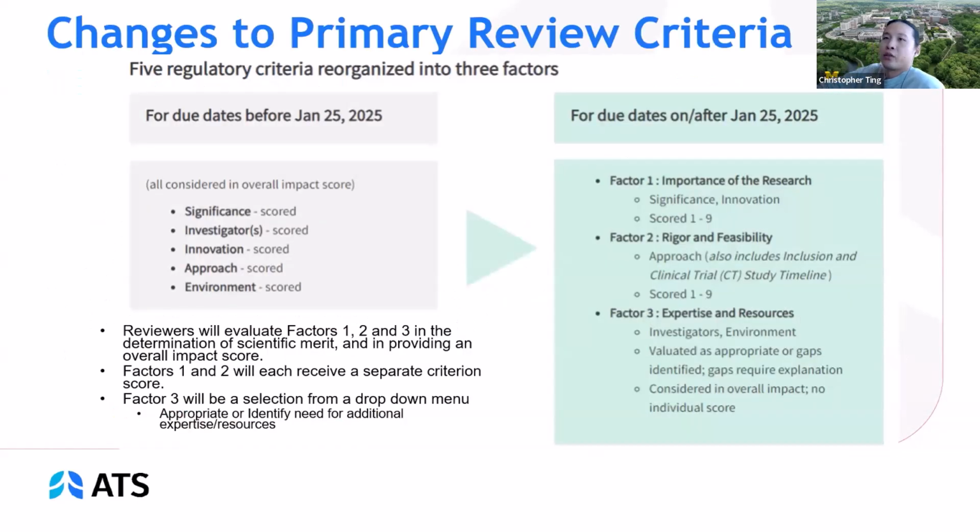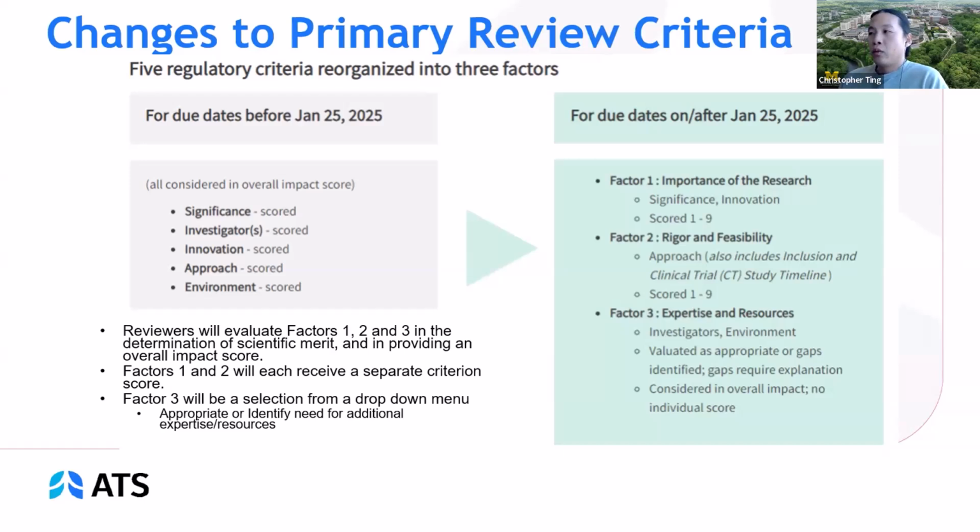So in the past, this is kind of a before and after infographic. In the past, there were 5 criteria, and now the idea is that they're shifted and recombined into 3 factors. You'll see on the right panel in green, factor 1 emphasizes the importance of the research. Factor 2 emphasizes rigor and feasibility. And factor 3 considers expertise and available resources for the grant.